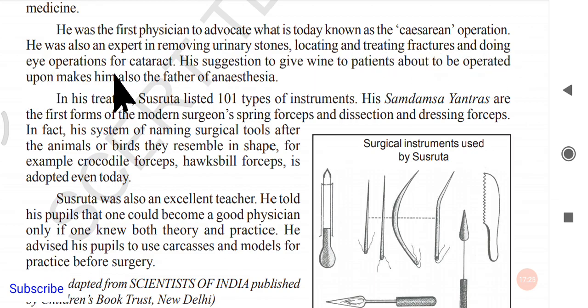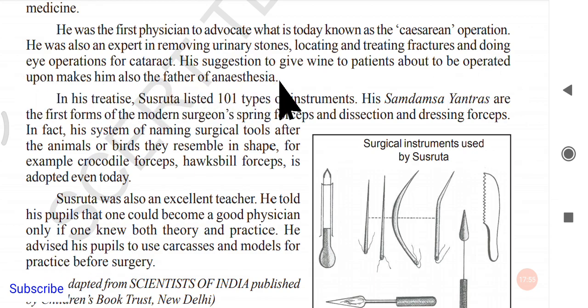And doing eye operations for cataract, a very, very difficult operation. It is not easy to do eye operations. Removing cataract is very dangerous. Most people even lose their eyes when this operation is usually done. But Sushruta used to do even eye operations in those days. Just imagine his talent.